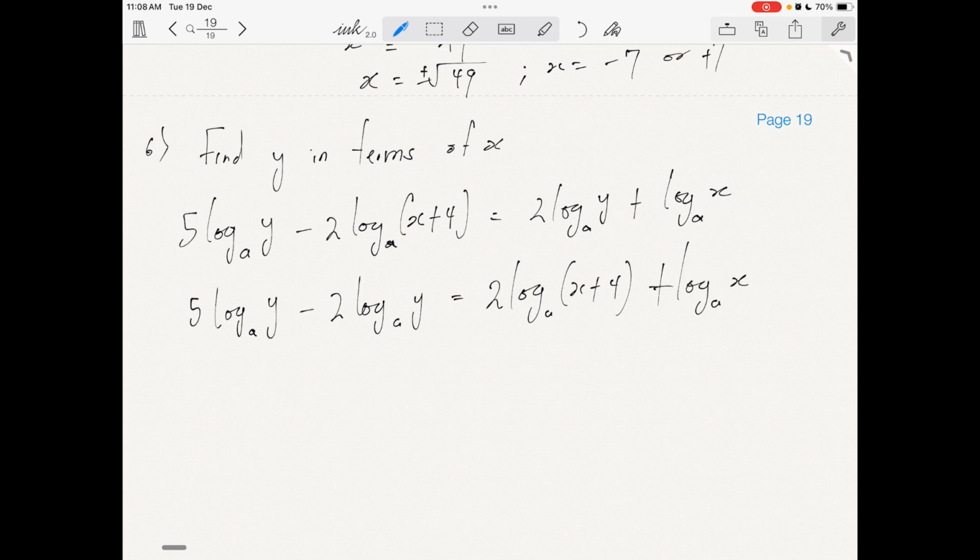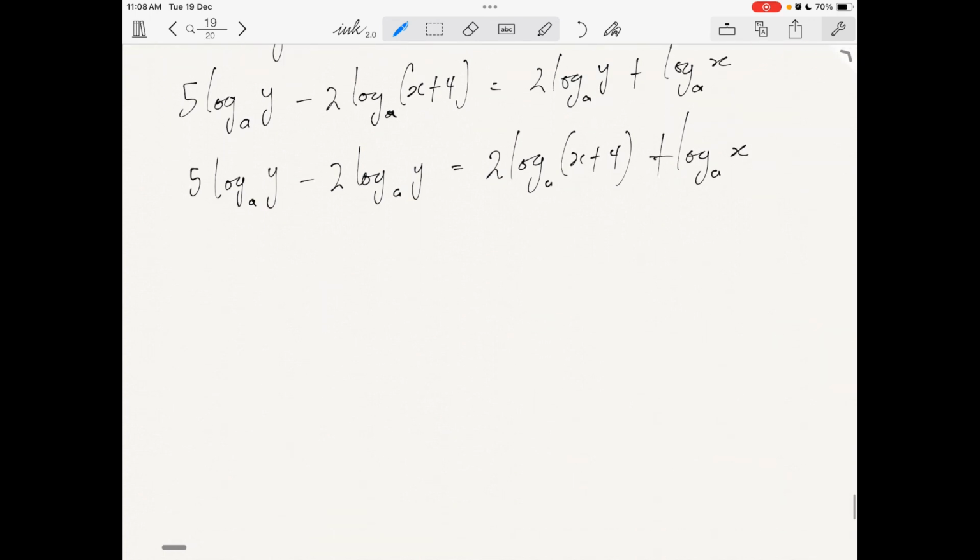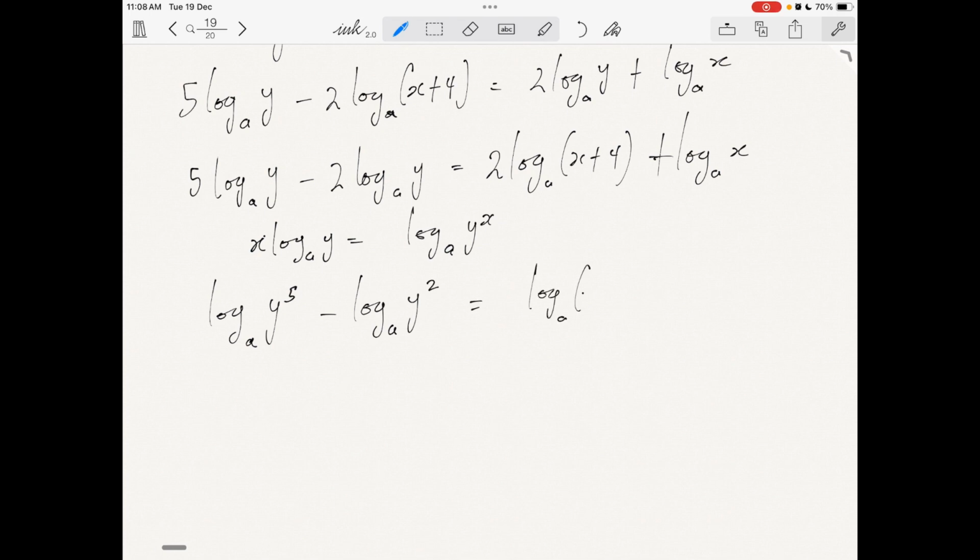So now after doing this, we move on and apply our laws of logarithm. Remember that x log_a y is equal to log_a of y raised to power x. If we apply this law here, we have log to base a of y raised to power 5 minus log to base a of y raised to power 2 is equal to log to base a of (x plus 4) all squared plus log to base a of x.